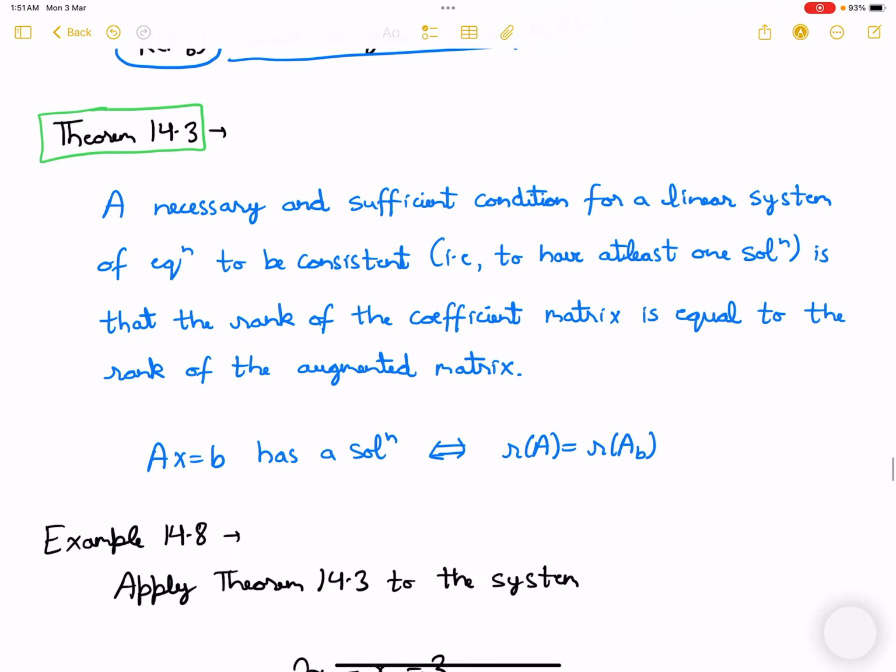Okay, a necessary and sufficient condition for a linear system of equations to be consistent. A system of equations is consistent when it has at least one solution.